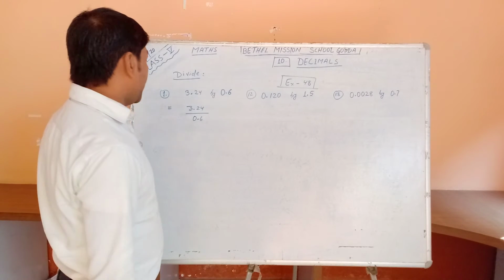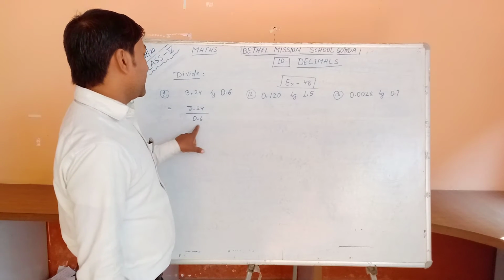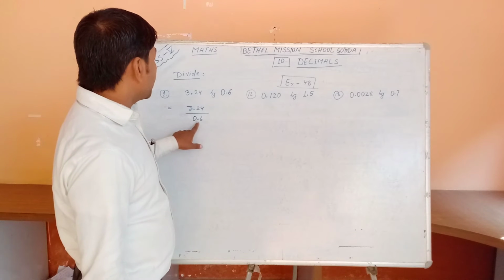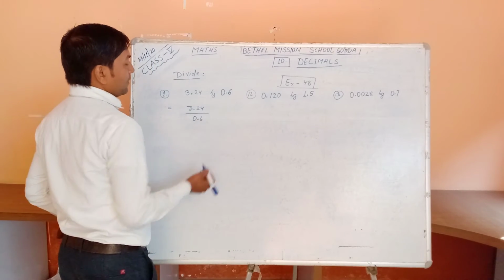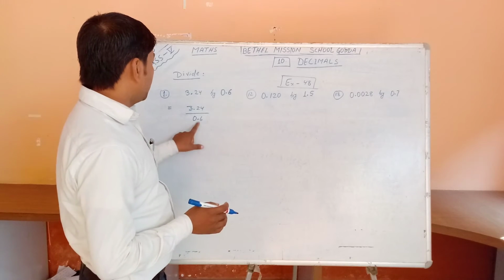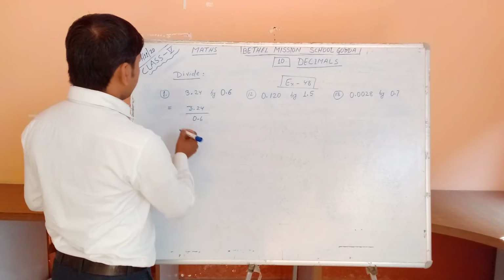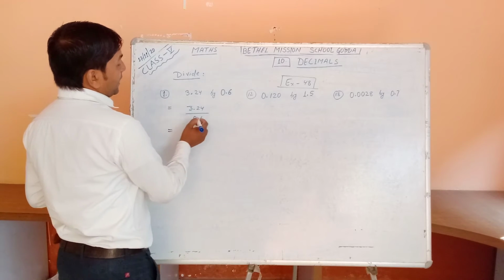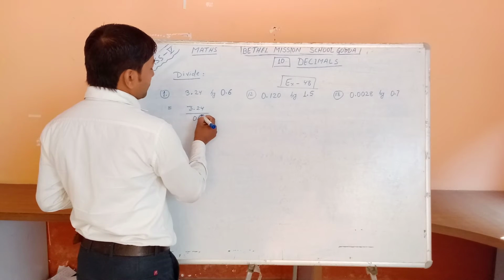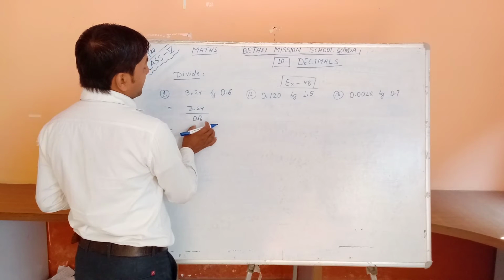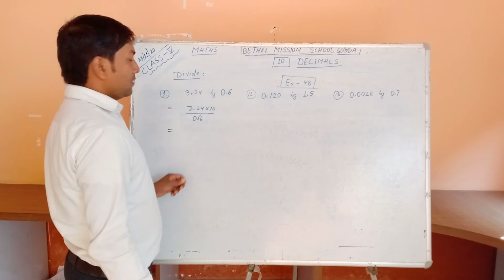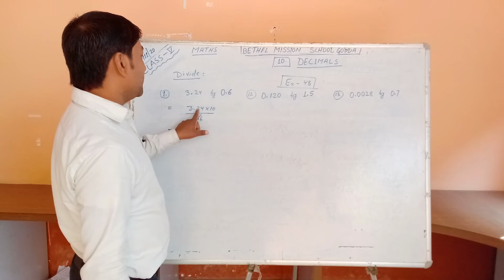We can divide any number by a whole number, not by decimals. So first we have to remove the decimal. 0.6, we have to make this 6. How can you make the denominator 6? If there is one decimal place, when you remove it, you have to multiply the denominator with 10.